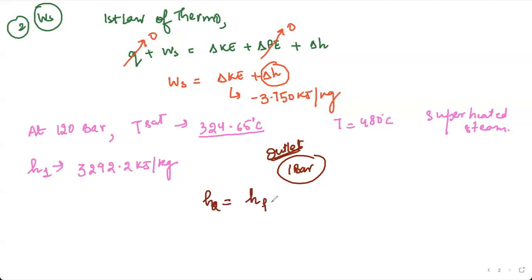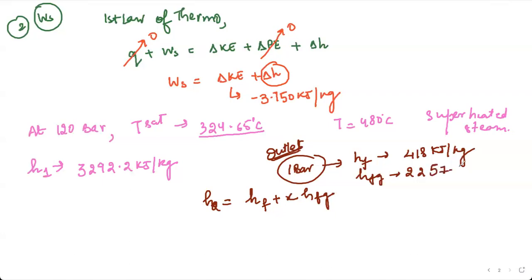H2 is equal to Hf plus x times Hfg. The values of Hf and Hfg we will calculate at 1 bar. So at 1 bar, Hf is given as 418 kilojoules per kg, and Hfg is given as 2257.4 kilojoules per kg. This we get from the pressure-based steam table.